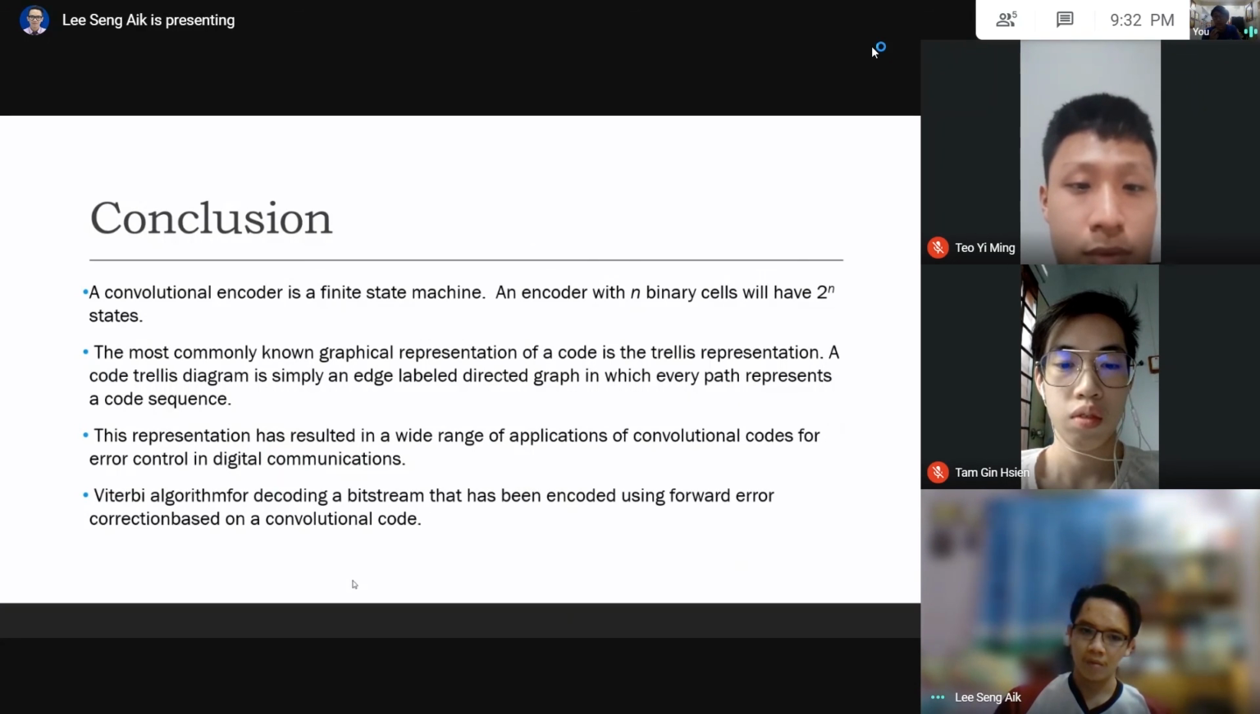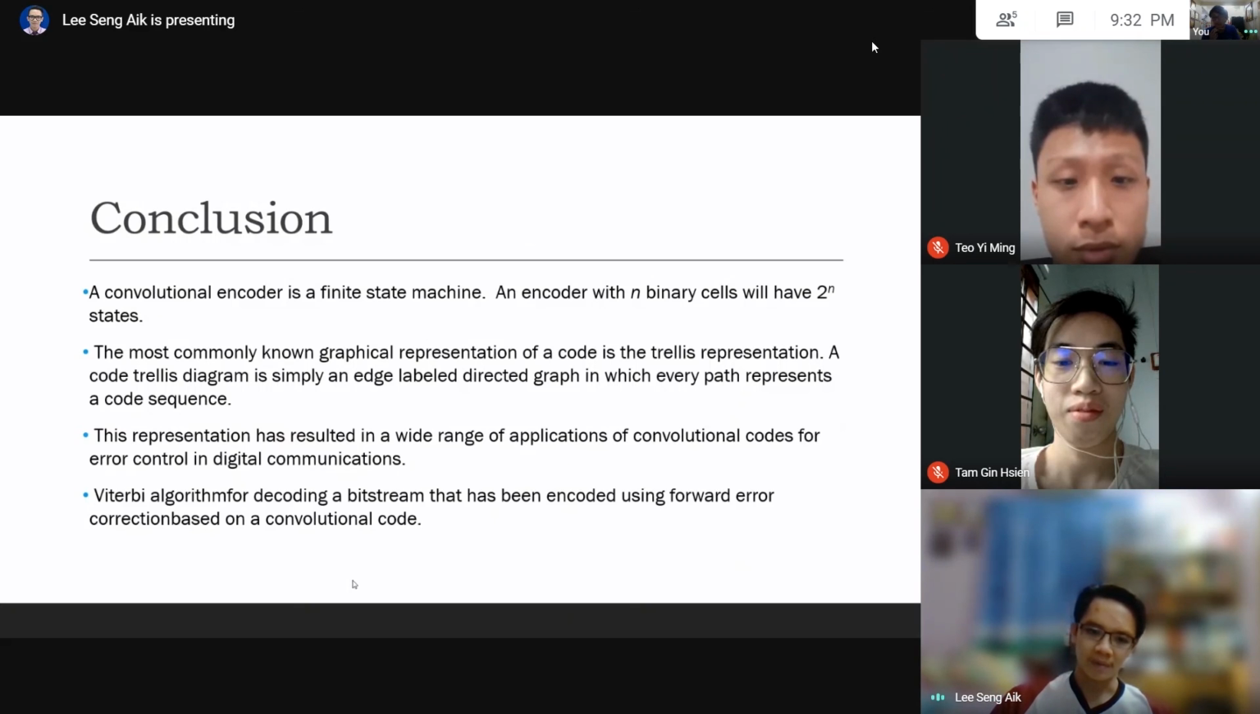This representation has resulted in a wide range of applications of convolution codes for error control in digital communication. And the widely used algorithm for decoding a bit stream that has been encoded using forward error correction is based on a convolution code. That's all for our presentation.